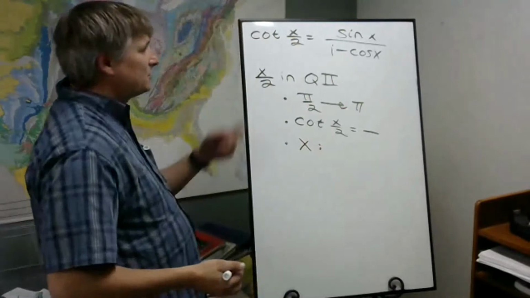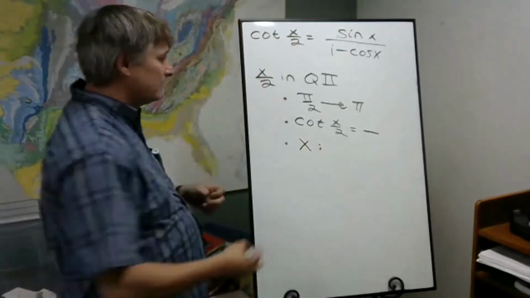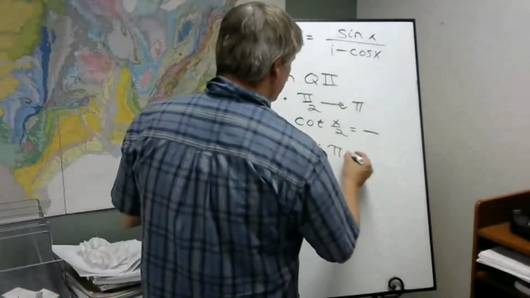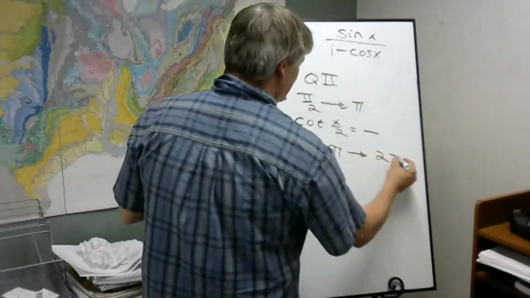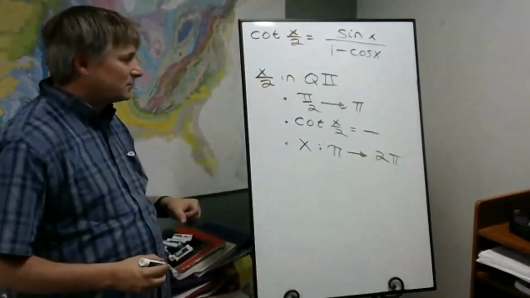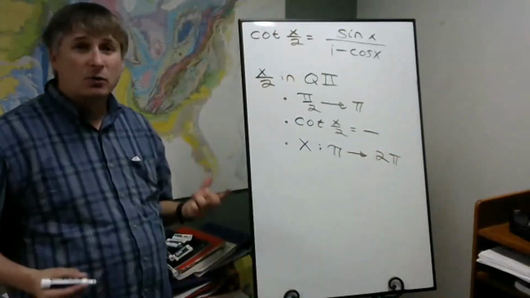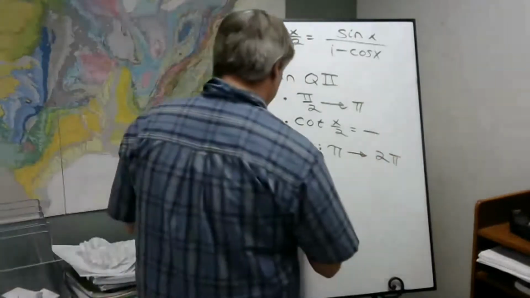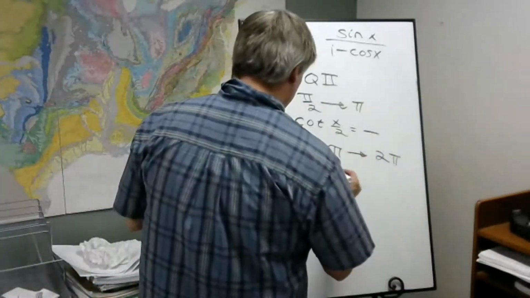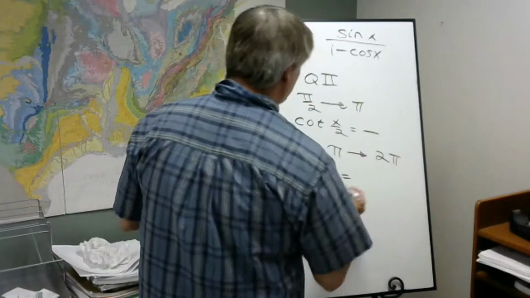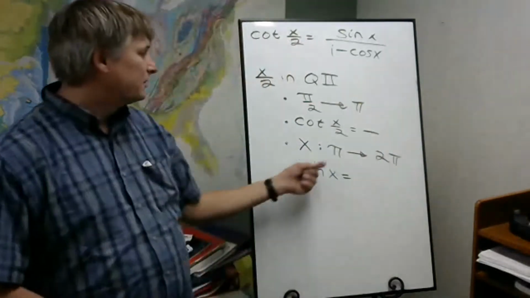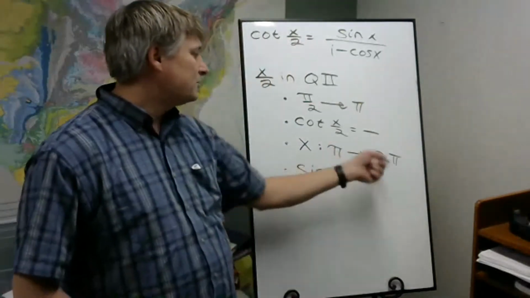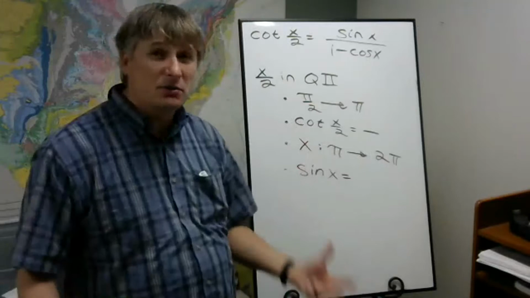Well, if x is twice whatever this is, it's going to go from pi to 2 pi. So what's going to happen to sine x over 1 minus cosine x? Well, sine x, if we have angles between pi and 2 pi, this is the bottom half of the unit circle.